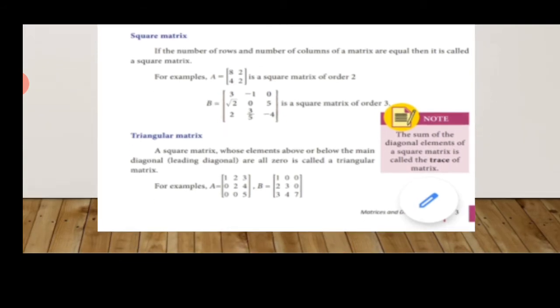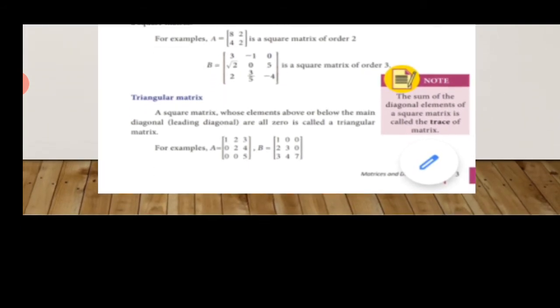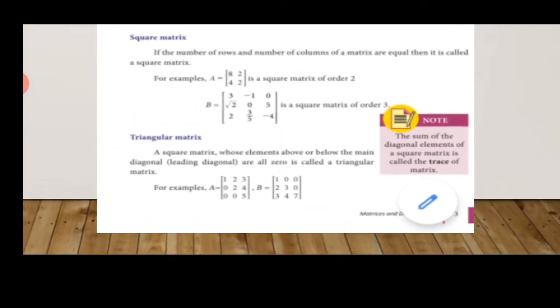In the same way we have another example, B equal to 3, minus 1, 0, root 2, 0, 5, 2, 2, 3 by 5, minus 4. In this matrix you can see three rows and three columns. Therefore you can say it is a square matrix of order 3.